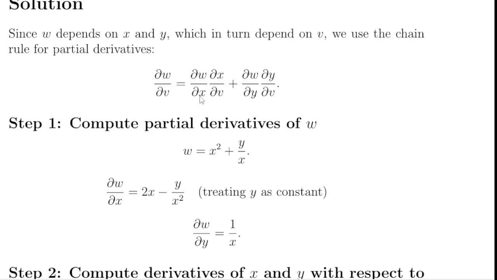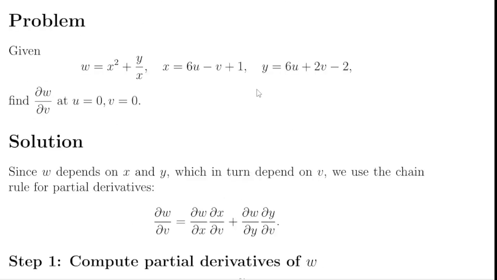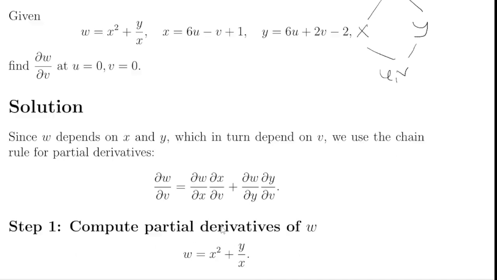Now, we want to draw this diagram to figure out the formula. So why don't we start off with w. W, we know, depends on x and y. And then x and y depend on u and v. So if I'm looking at the partial w with respect to v, I'm going to go down the path of x to get to v and then y to get to v. So we start off with partial w with respect to x times partial x with respect to v plus partial w with respect to y times the partial y with respect to v. So that's this formula down here.